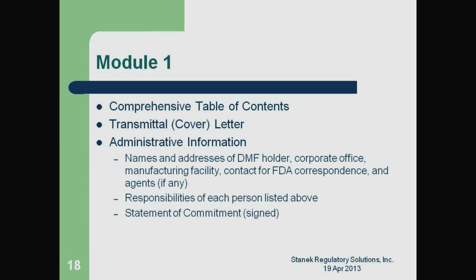Administrative information: the names and addresses of the DMF holder, the corporate office, manufacturing facility if it's different, or if you have two manufacturing facilities, who the contact is for the FDA, whether it be for inspection or a deficiency letter, and if you have any agents with your DMF. The responsibilities of each person that might be listed above, and here's the statement of commitment that needs to be signed saying, this is what we're doing. We promise to let you know and our applicants know if we make any changes.